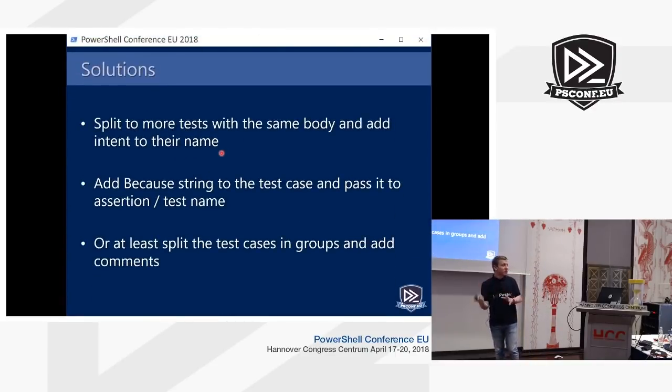Solutions: split it into more tests with the same body and add the intent in the name of the test. That's one thing, but you will be repeating the same body of the test. Sometimes it's a good trade-off to make. You can add a because string to the test case, and at the end in the hash table you will add a because key and you will add the string, and then you will pass it in and plug it into the should. Or if you're just lazy, then at least split the test cases, add comments to them, so someone else who is not that lazy can refactor it later.